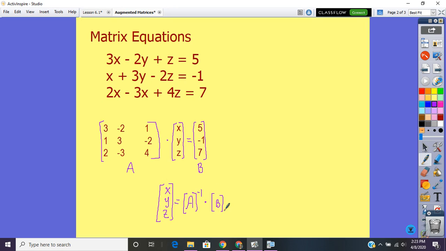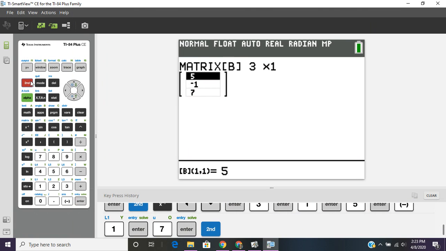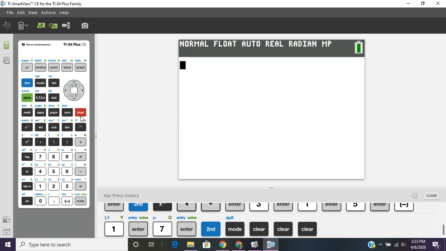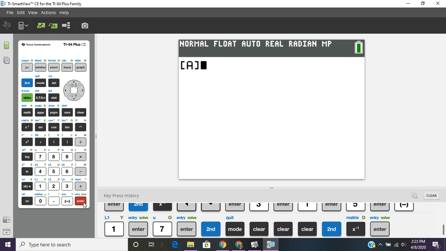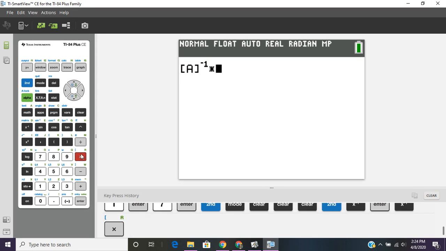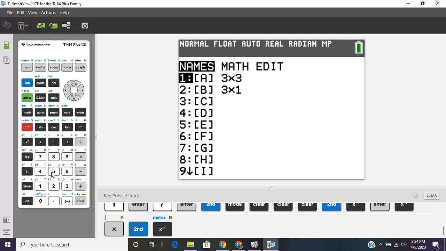So I'm going to type that in the calculator, and let me show you how to do that. Quit out of this so we get to our home screen. I'm going to clear everything there. We're going to go second matrix, and now I want matrix A. My inverse button, if you notice, is right here. It's not the second matrix, it's just without the second there. So A inverse times second matrix and B.